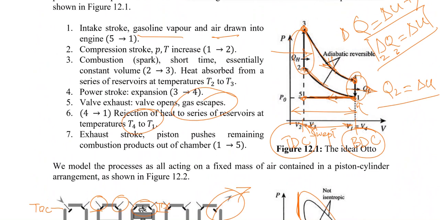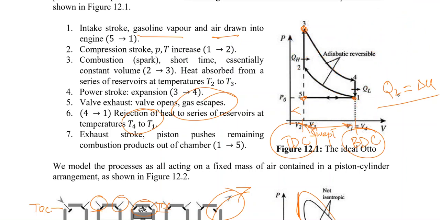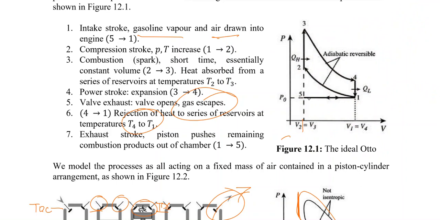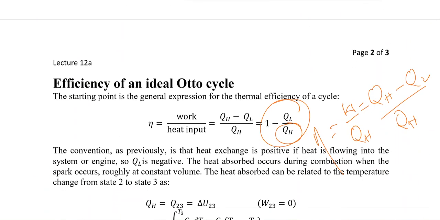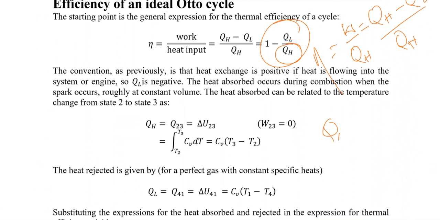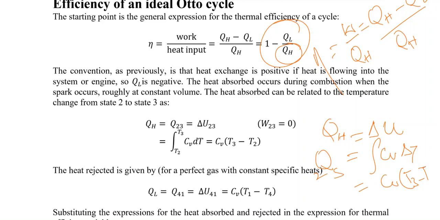And I've already said the constant volume heat addition: once we have a constant volume heat addition, the heat would be converted to internal energy only. So QH would be equal to the change in the internal energy. And for the ideal gas, or for the air, the internal energy would be equal to CV delta T. So QH from 2 to 3 would be equal to CV delta T, and that is actually CV (T3 minus T2).